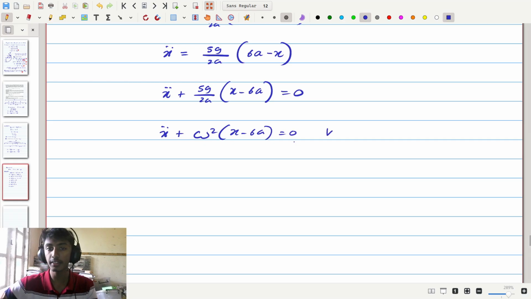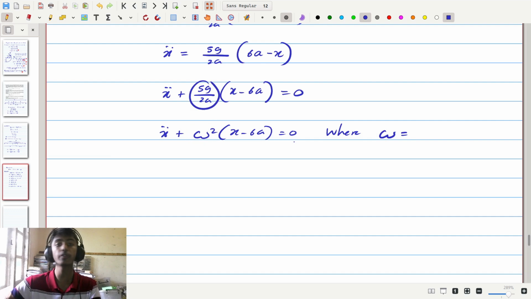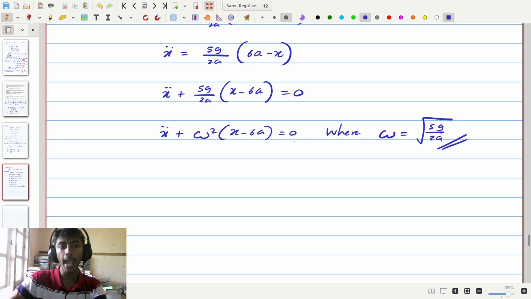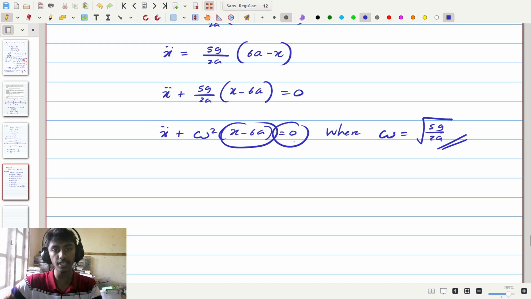So we can say that omega squared must be equal to 5g over 2a, and since 5g over 2a is a positive number, we can write directly that omega is equal to the square root of 5g over 2a. And hence we have solved for omega. Omega is the square root of 5g over 2a, and we have found the equation that we wanted, x double dot plus omega squared times x minus 6a equals 0. And hence we have solved that part of the question.